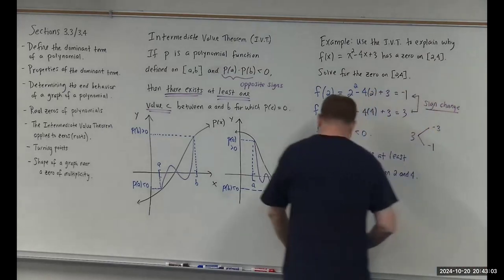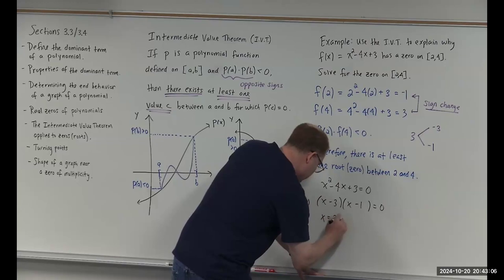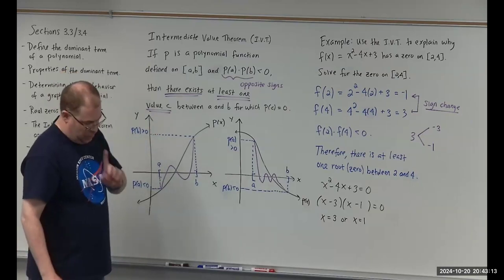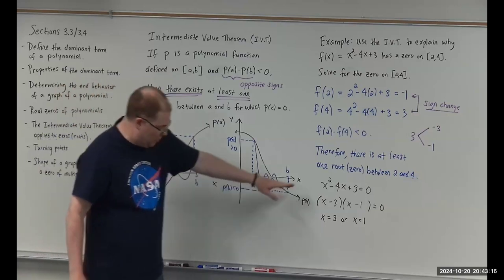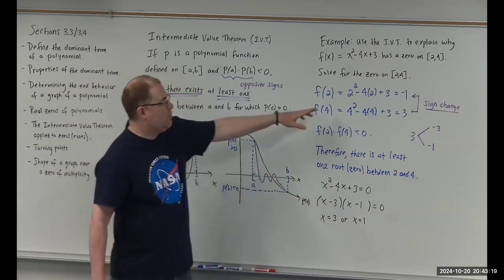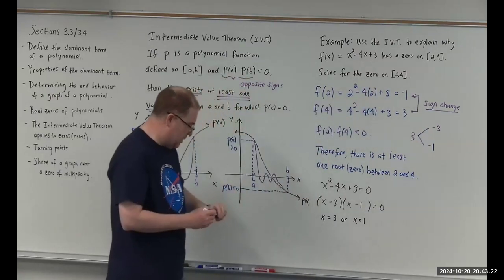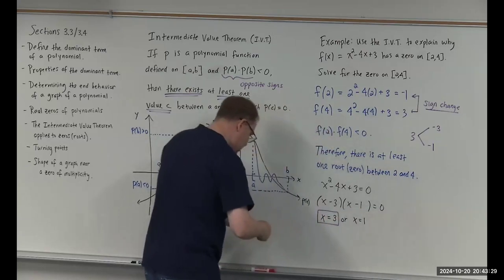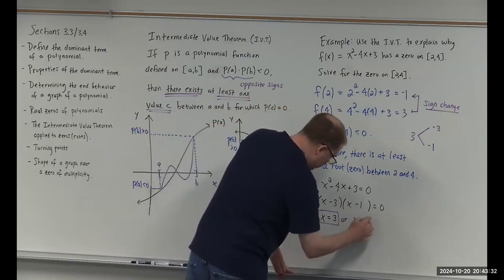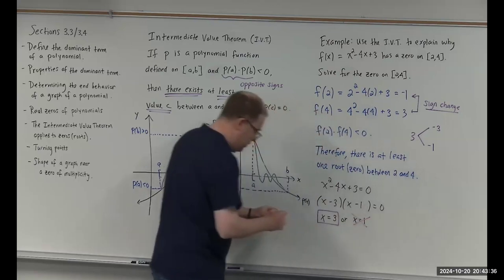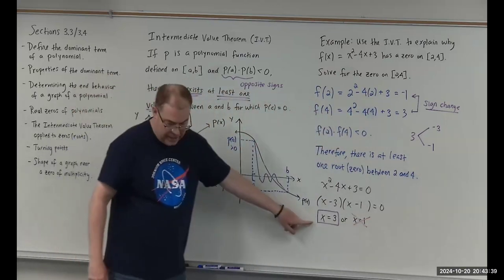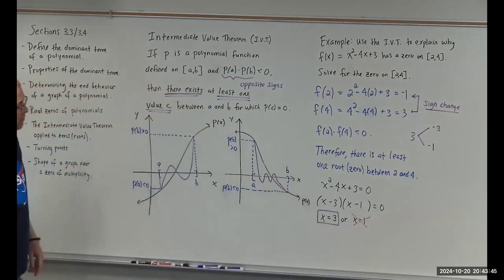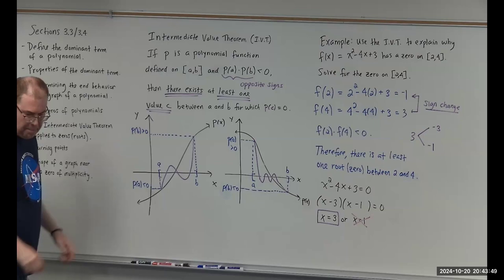So our solution, we basically have x equals 3 or x equals 1. So you set each factor equal to 0. There's only one correct answer here. These are the roots, but we're only looking for the root between 2 and 4. So the correct one is going to be x equals 3. This one we don't count, because it's not inside that interval. So x equals 3 is between 2 and 4. That's the one that we're focusing on.